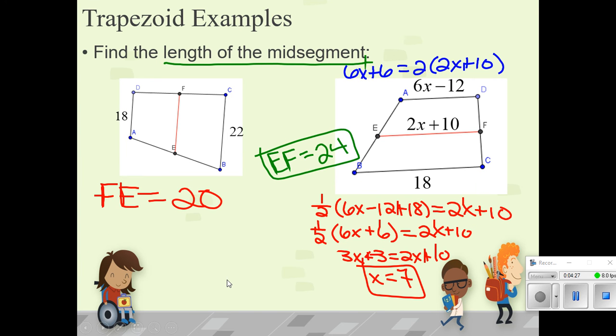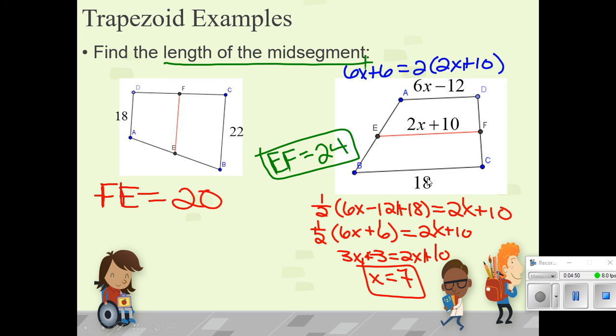Find the length of the mid-segment. So if I give you a trapezoid, I want you to find the length of this red mid-segment. Basically, what you're going to do is add base 1, which is 18 here, and base 2, 22. That's 40 divided by 2, and that's 20. So FE equals 20. Please write that.